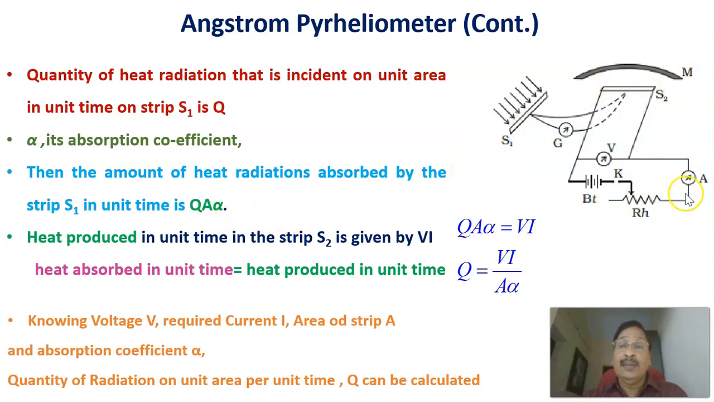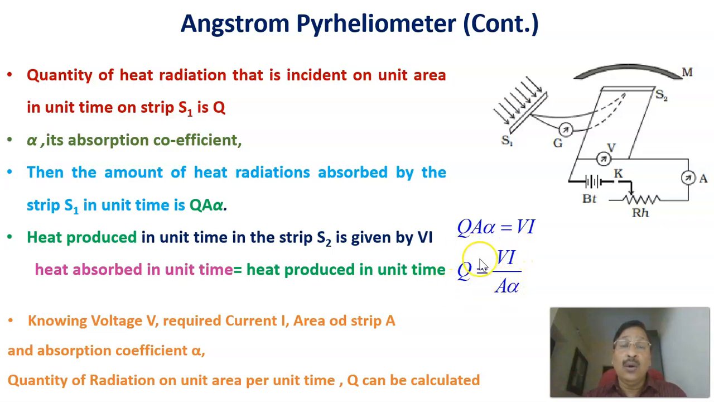Now S2 is heated by the electrical method, and the heat produced, as you know, is equal to I squared R, or the product V into I. That is the heat produced per unit time in the strip. Therefore, you can equate the heat absorbed per unit time, Q into A into alpha, to the heat produced per unit time, V into I. So QA alpha equals VI.